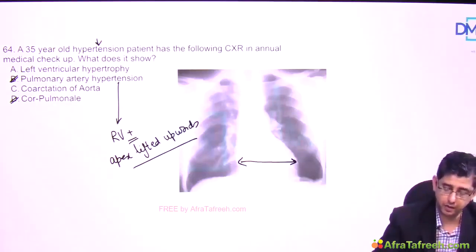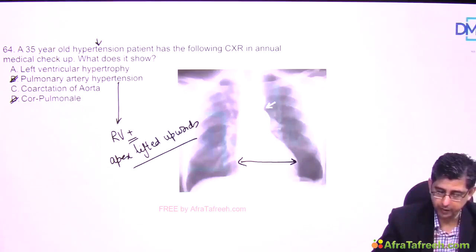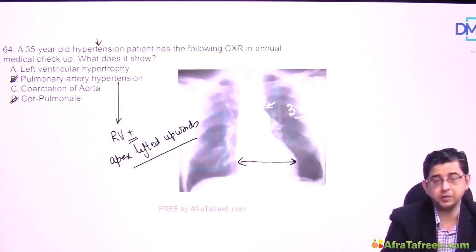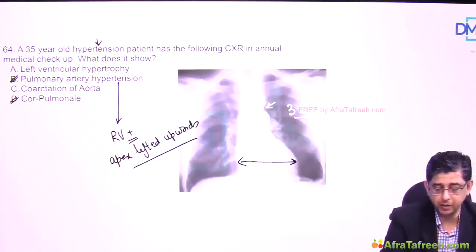aorta. In this case, if you trace it, you will notice an image like this, with the indentation. That's a 3 sign, and this 3 sign is seen in patients with coarctation of aorta. What happens in coarctation of aorta is that the preductal part becomes relatively dilated. So there's a preductal part and a postductal part, or I would rather say that the proximal segment will tend to dilate, which is responsible for the 3 sign.